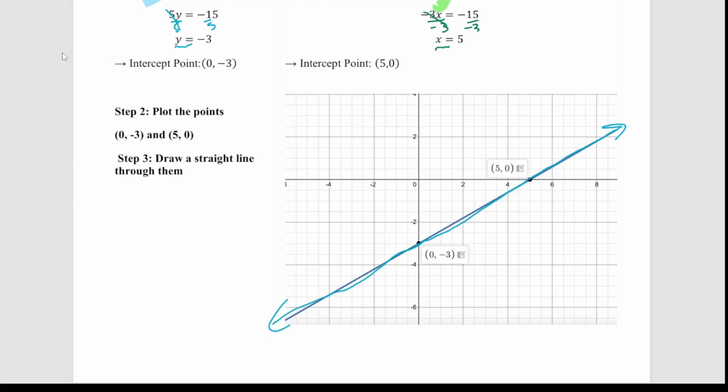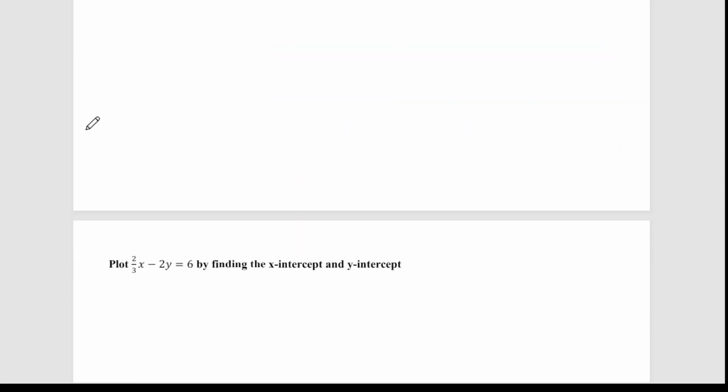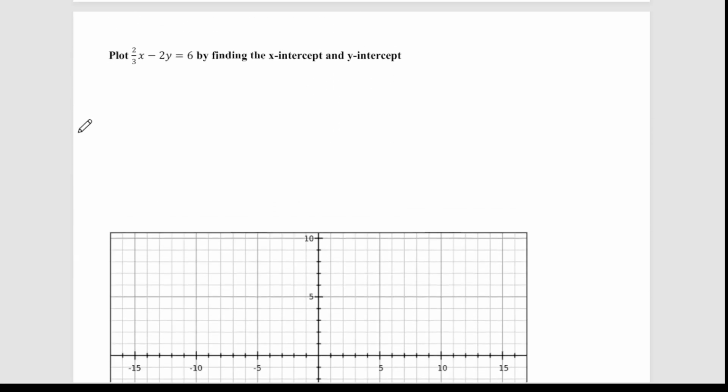So let's practice that method a little bit more. So this solving might involve some fractions, which is fine. Fractions are still numbers. But go ahead and find both your x-intercept and your y-intercept, and then use that knowledge to plot the equation. So pause the video, try it yourself, and then we'll compare.